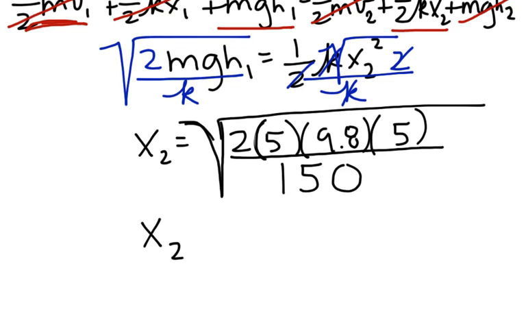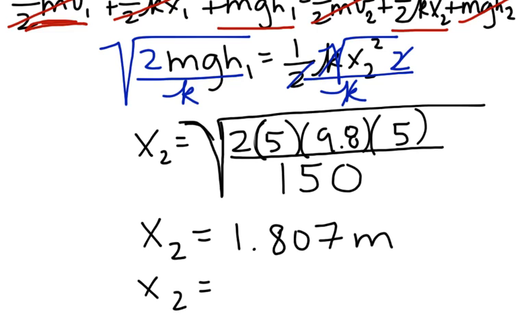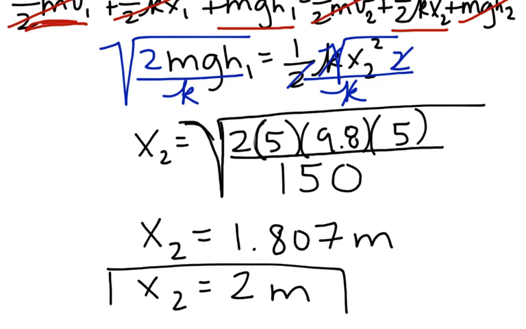So x sub 2 is equal to 1.807 meters. Following our rules for significant figures, my smallest value has one significant figure, so technically we could write that out as 2 meters, rounded to 2 significant figures.